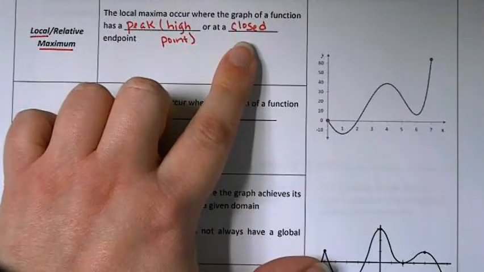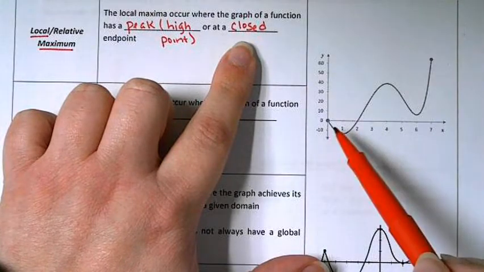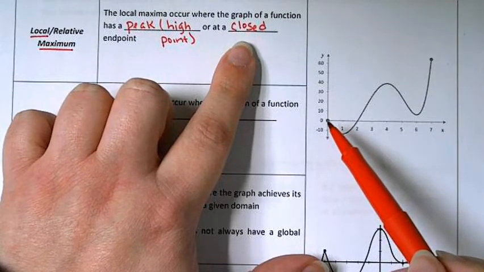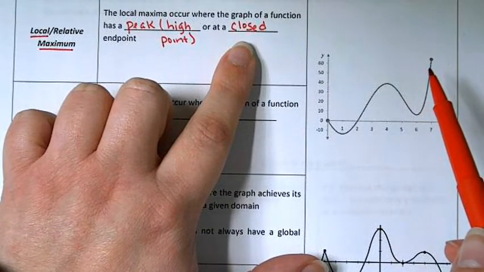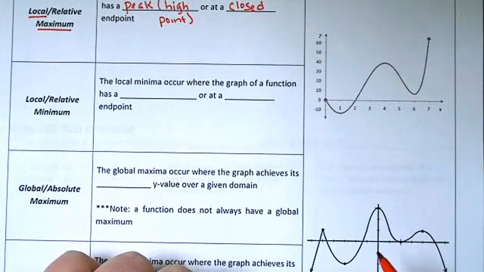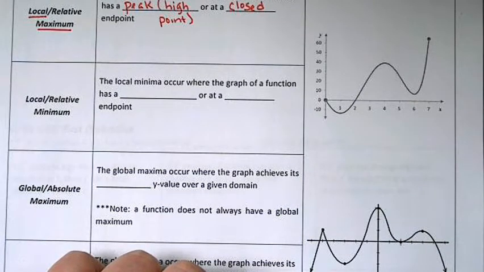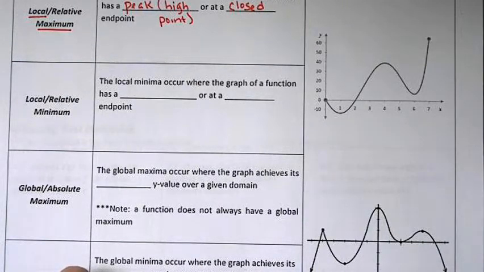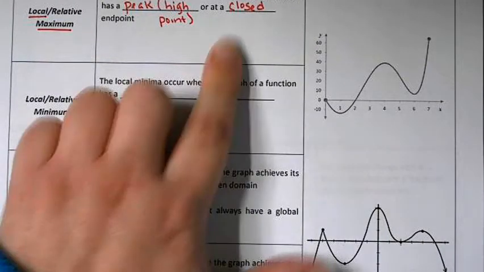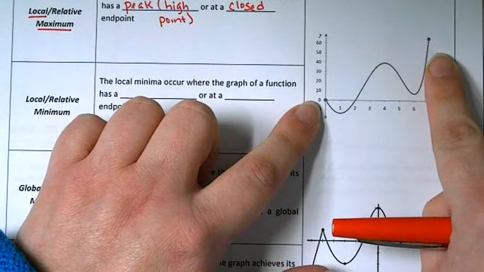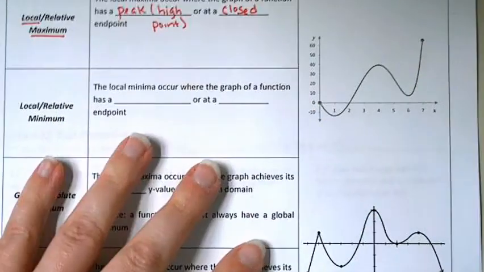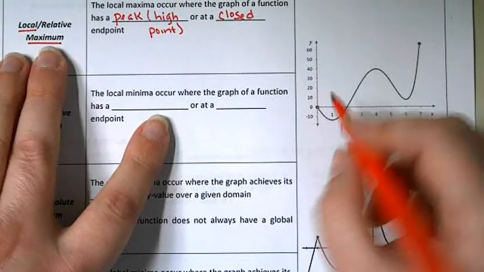So if you take a look at these two graphs, in the first graph we have a closed endpoint, there's a dot at 0, and another closed endpoint, a dot at 7. When we look at the second graph though, these have arrows going on, which means this is an open interval because this is extending all the way down towards negative infinity. All right, so closed endpoint literally means we have a closed dot to end our interval. All right, so let's take a look at these graphs and actually find these local maxima.